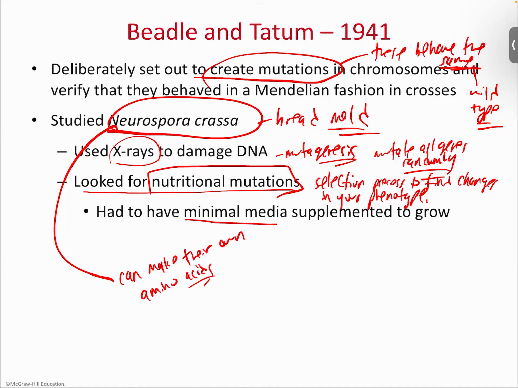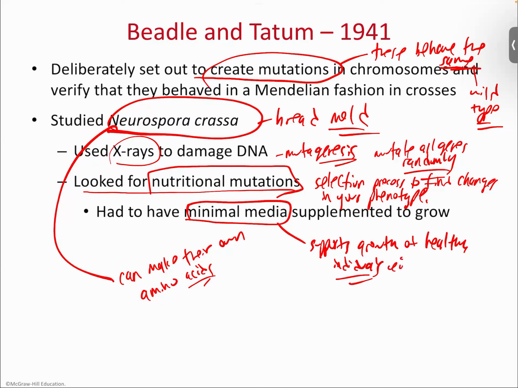Normally what we do is plate these guys on what's called minimal media. This will support growth of healthy individuals. That means you can make your own amino acids, all of them. Now, if you have a mutant in an amino acid, then you're likely not going to live here. Why? Because that amino acid is critical and we don't supply it to you. So if you are a mutant in an amino acid that's critical for survival, then on minimal media, you will die. If you're normal, you'll live.